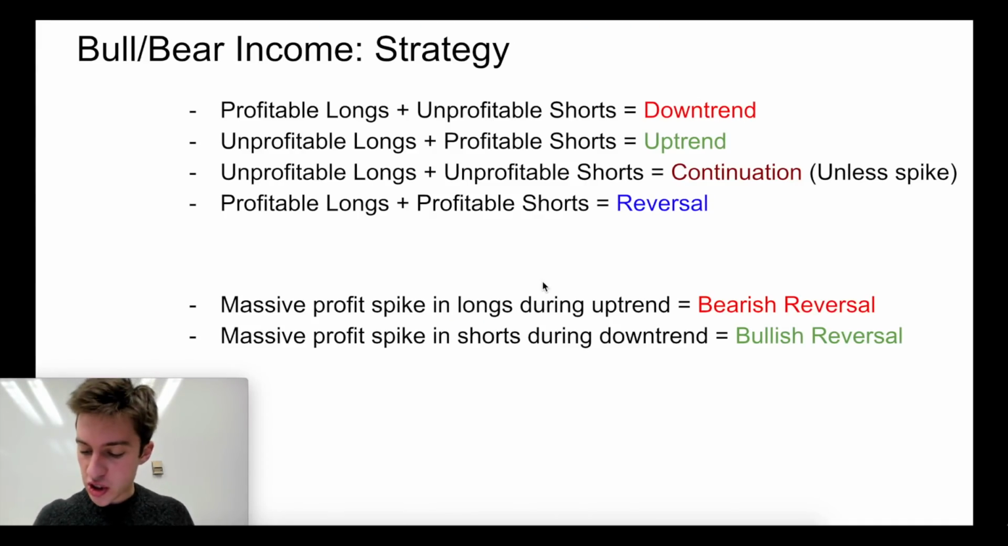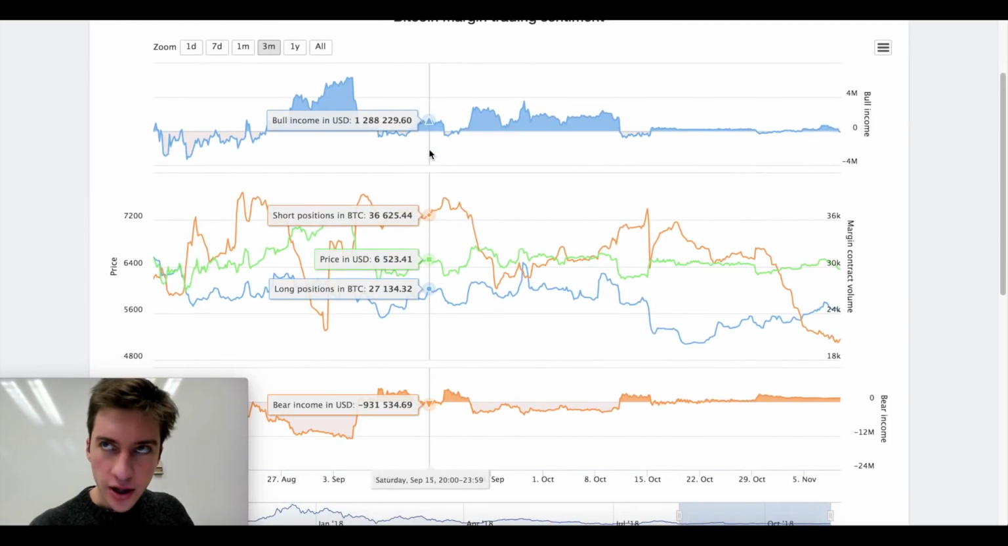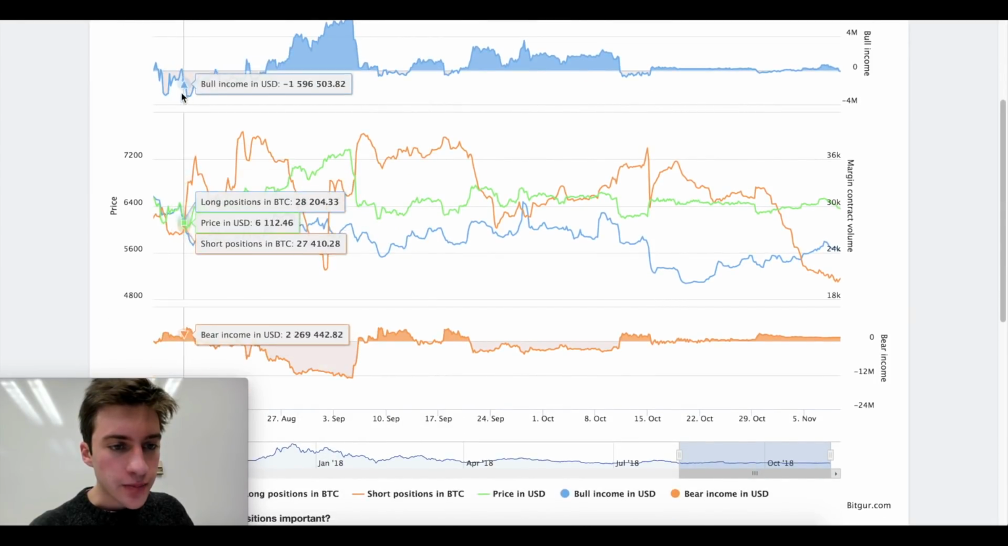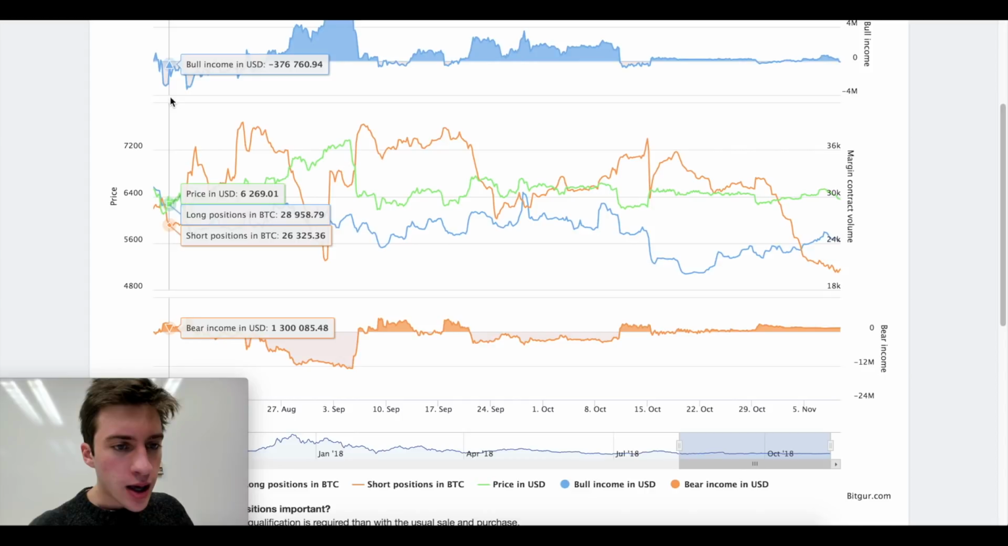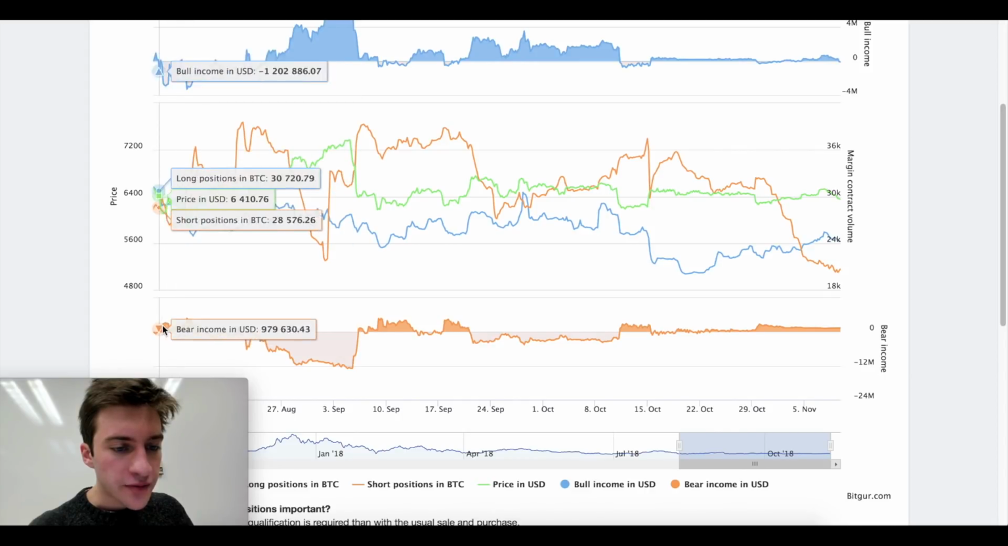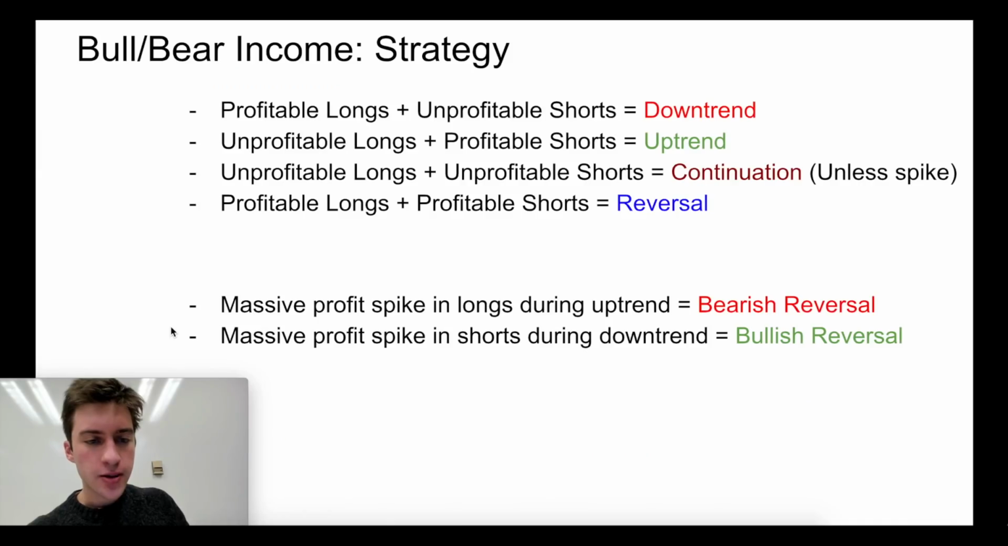So this is a little cheat sheet that I made for one to look at if you want to use it or not. Basically, the way to use it is if you see a point in time where, let's say, there are unprofitable longs and there are profitable shorts. An example for that: right there, we have unprofitable longs and we have profitable shorts. What does the thing say? Well, typically when we have unprofitable longs and profitable shorts, that's going to lead to an uptrend.